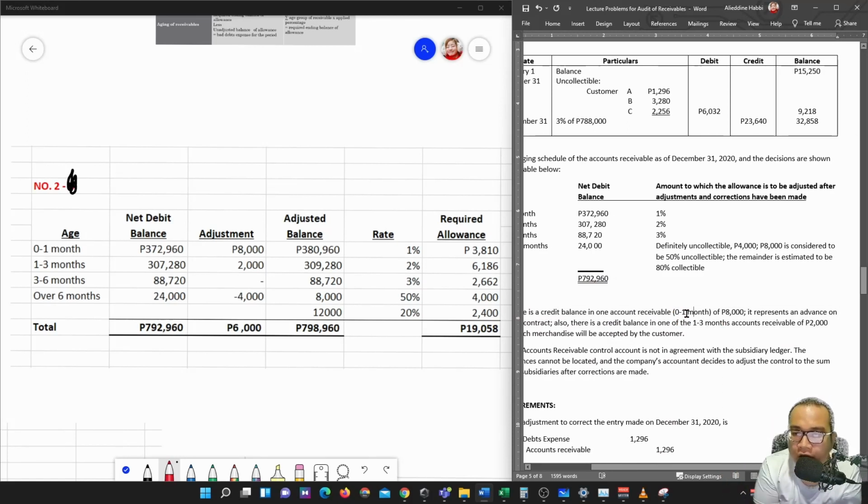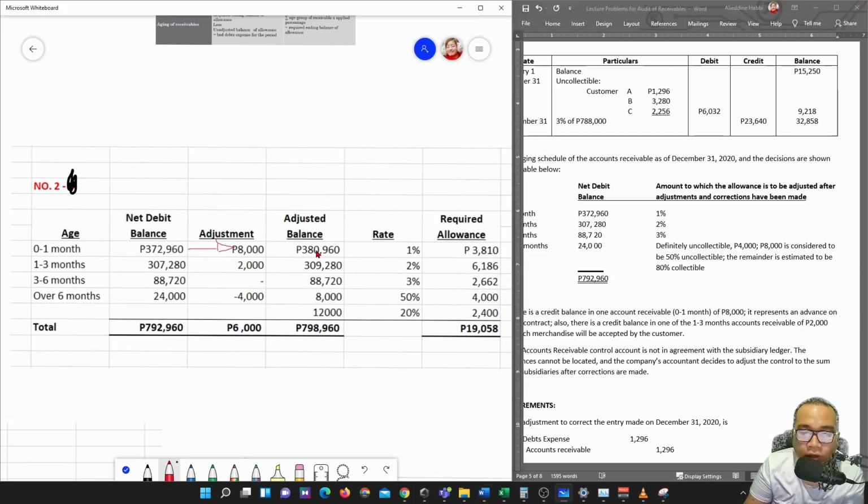Ano yung proper procedure? Huwag mong kakaltasin dyan. Gumawa ka ng separate liability account. In this case, advances from customers kung yung gagamitin mo. So, huwag mong tatanggalin. Kaya dito, in-add-back siya. Adjustment. So, yung adjusted balance, ito na, proper na. Yun na yung imumultiply mo sa 1%. Same dito, yung 2,000, add back mo rin, para proper yung adjusted balance. Multiply mo, okay. And ito, 3 to 6 months, wala tayong problema dyan.